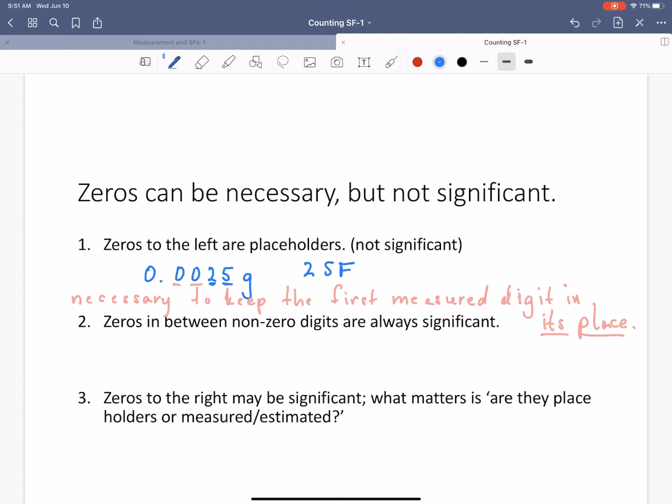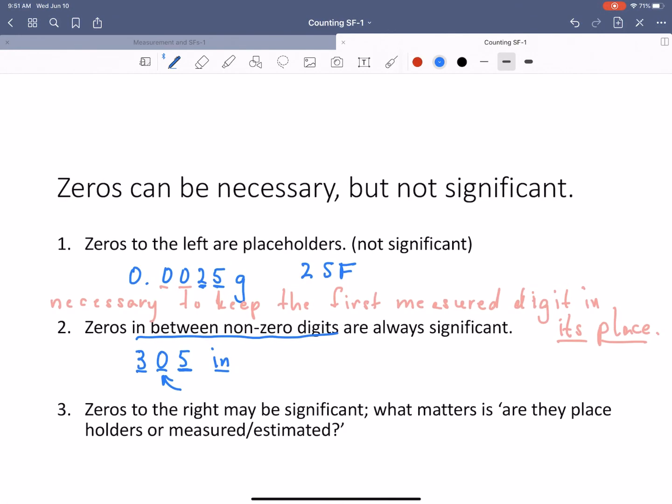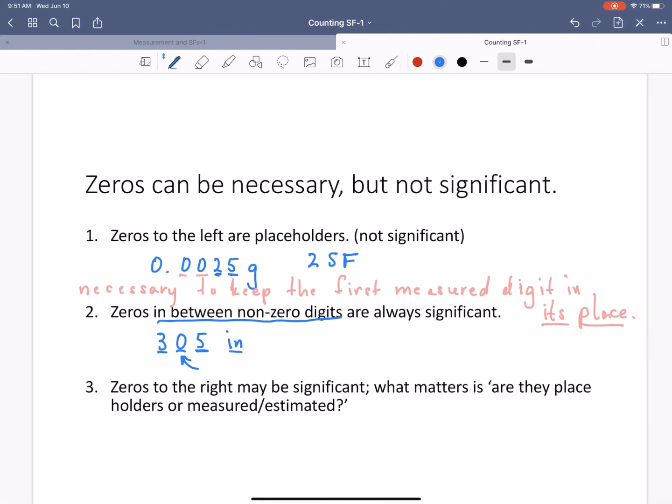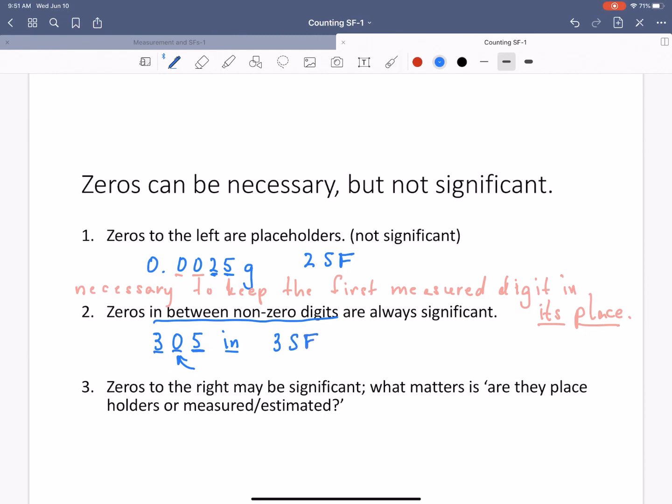Zeros in between non-zero digits are always significant. If I have a number like this, inches are something we measure, and the estimated place is the last place. So this must be measured, and estimated. This 0, which is in between non-zero digits, was measured. So I count my sig figs, 1, 2, 3, 3 sig figs.